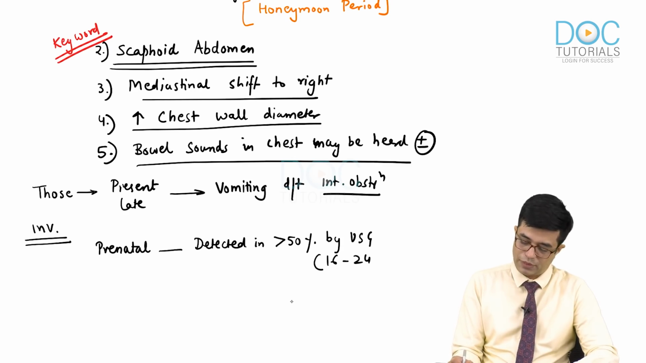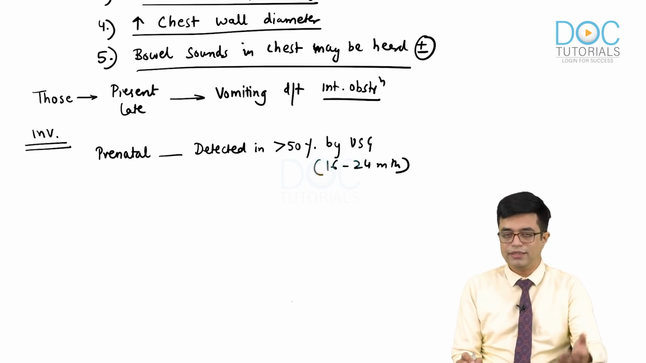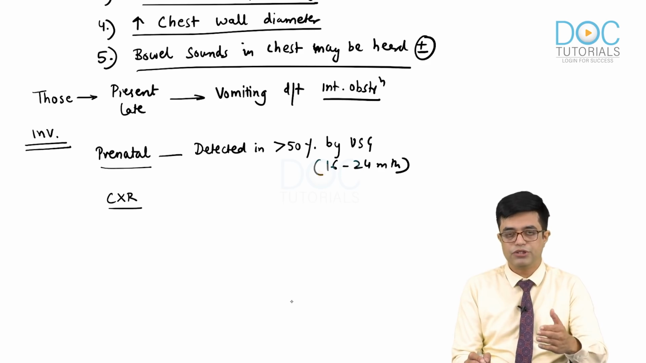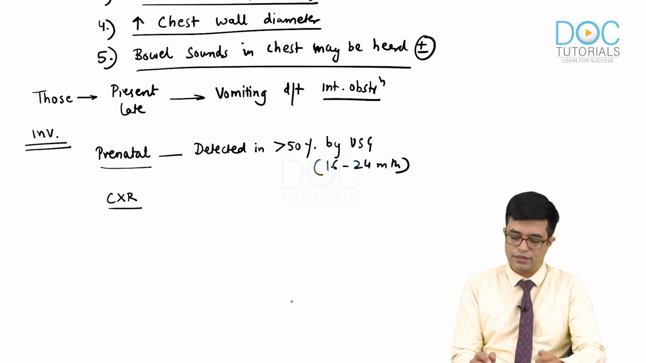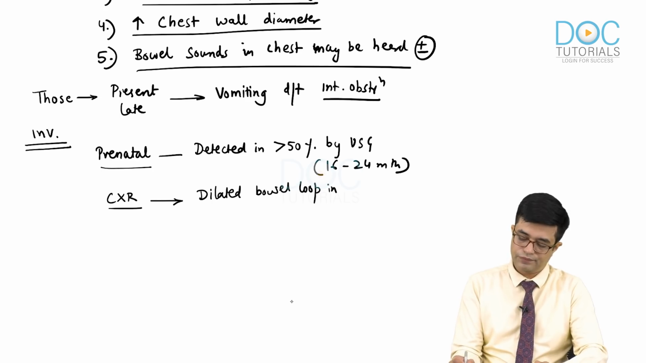16 to 24 months. So, most of these children can be diagnosed in utero by the obstetrician before birth. Whereas, chest X-ray is usually the investigation that is performed whenever you have a patient presenting with diaphragmatic hernia. When you do a chest X-ray, you will find that there is a dilated bowel loop in the thoracic cavity with or without mediastinal shift.